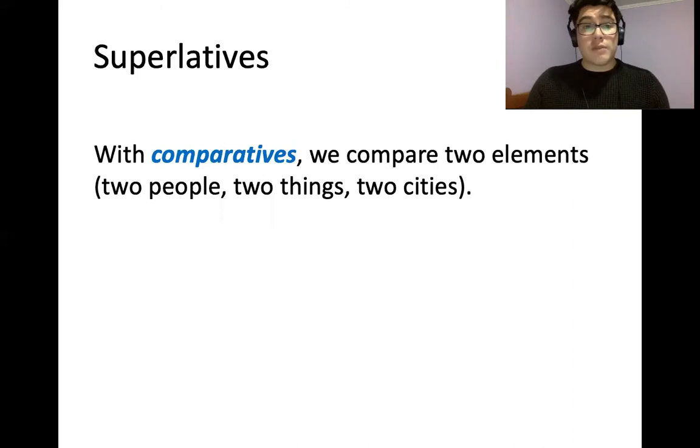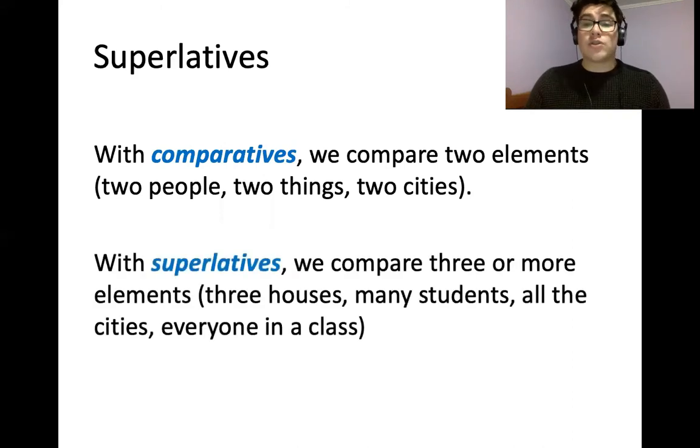And now we have the superlatives. The superlatives are used when we compare three or more elements. I can say three houses, many students, all the cities, everyone in the class. In those cases, we can use the superlatives. Now, the superlatives work a little different than the comparatives.